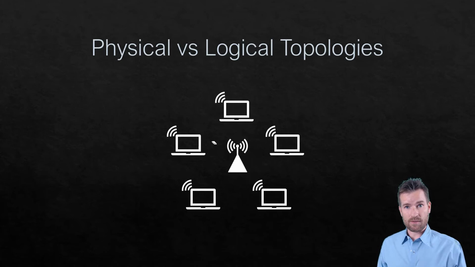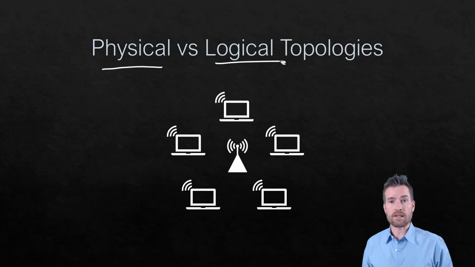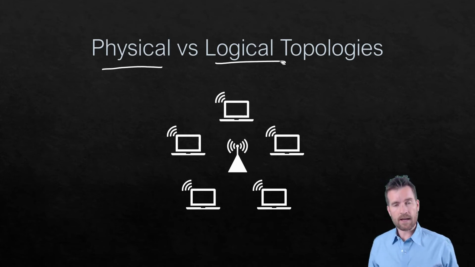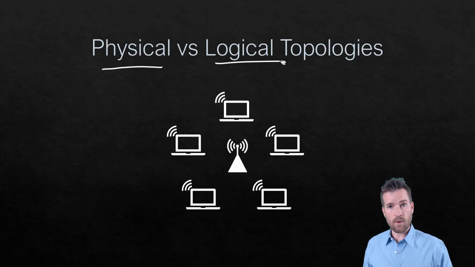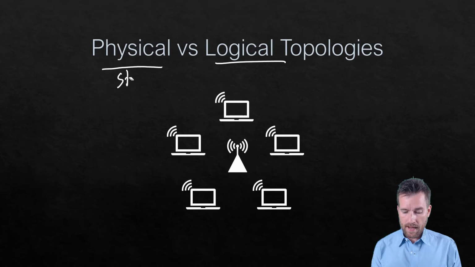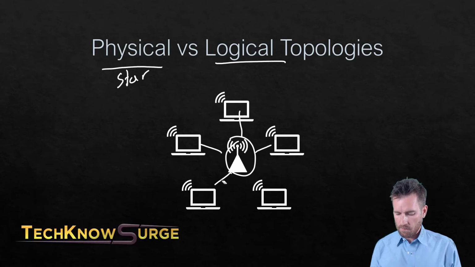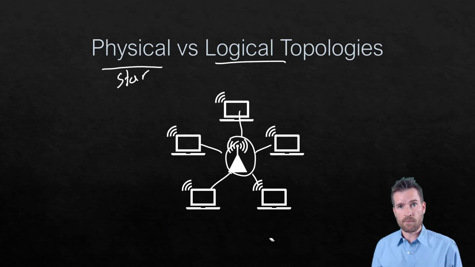So now I have a question for you. I want you to think about what the physical and logical topologies of a wireless network are. Here I've got a wireless network. Think for a second about what the physical topology of this is and what the logical topology is. Okay, you ready? So if you answered physical would be a star, you would be correct. There is a central node here, and it communicates out with each one of these computers that are connected to it wirelessly. And so this is a star formation.